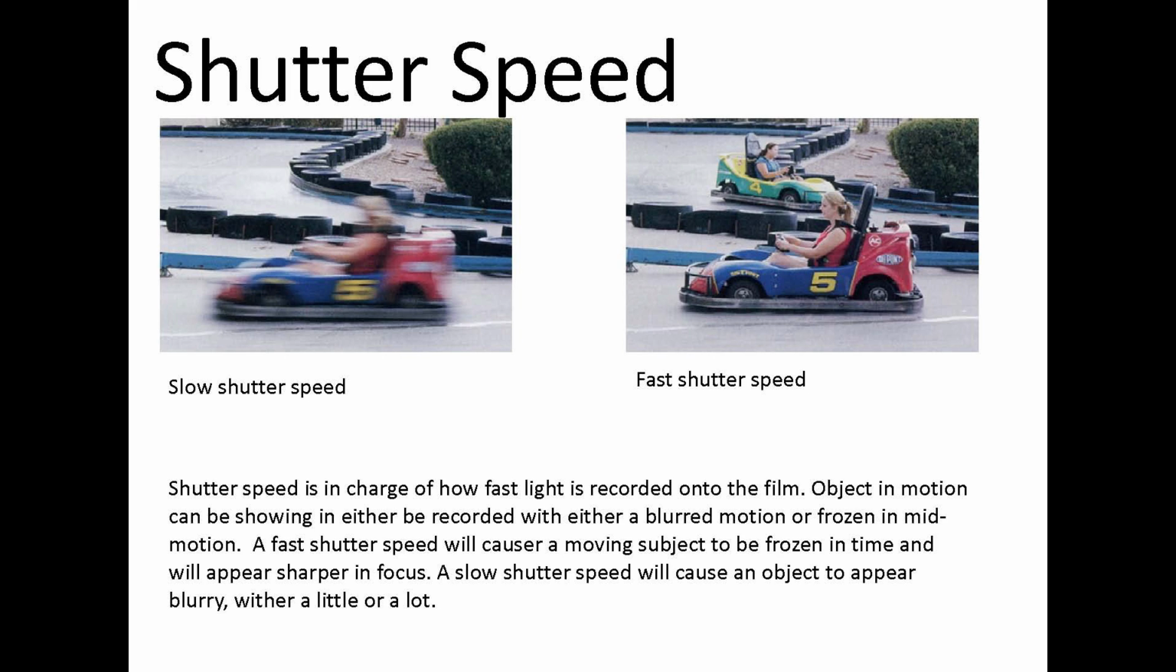Fast shutter speeds are 500, 1,000, 2,000. Those are able to stop almost anything in motion. A fast moving car will look like it's not even moving when you take a picture at a 2,000th of a second. So those two things really determine how fast an object is being captured.